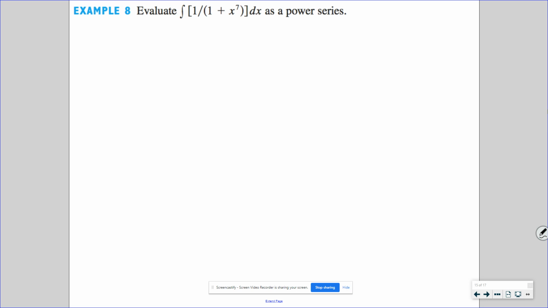Last one. Express the antiderivative of 1 over 1 plus x to the 7th as a power series. Okay, so we're going to antiderive 1 over 1 plus x to the 7th. Again, this would be something that is actually impossible to do with what we currently know about antiderivatives, which is why we're going to instead look at it as a series, and we're going to antiderive the series, because that seems to be a lot easier than antideriving with partial fractions.